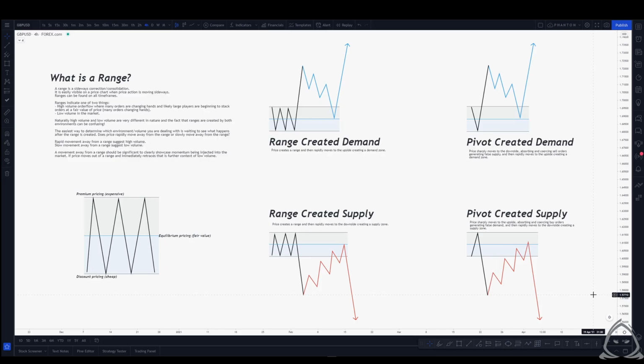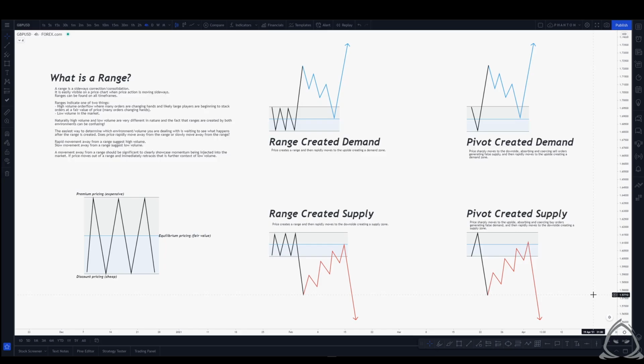One thing to note is ranges can be found on all time frames, and sometimes you need to look up a time frame in order to see that you actually truly are in a range if you're too zoomed in. Ranges indicate one of two things. One being high volume order flow where many orders are changing hands and likely large players are beginning to stack orders at a fair value in price, which basically means that demand and supply are changing hands quite rapidly, but eventually you do see a large move to the upside or the downside depending on which side of the market is being traded. But again, it comes back to that concept of supply and demand.